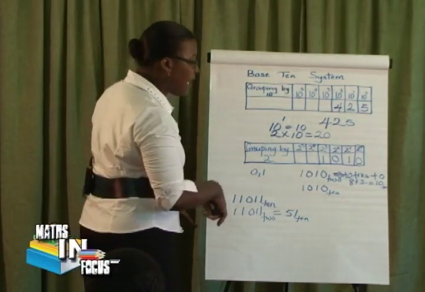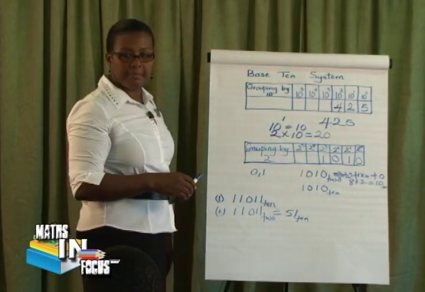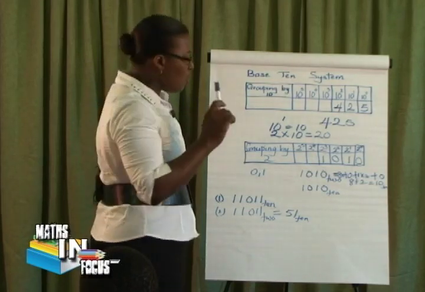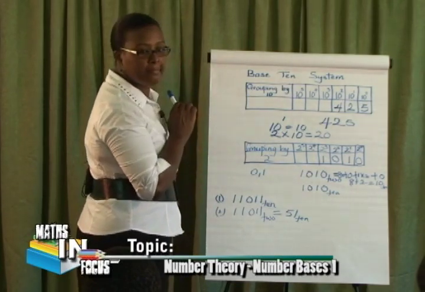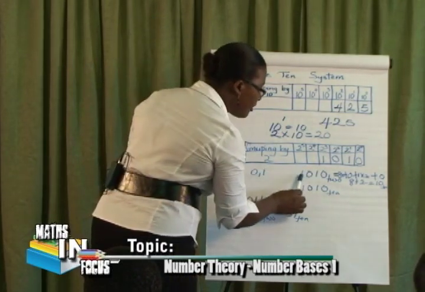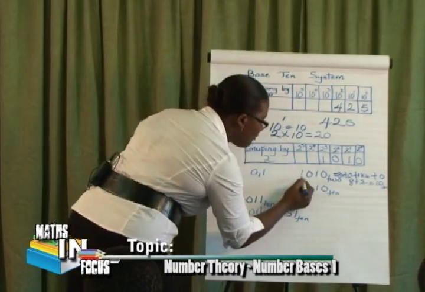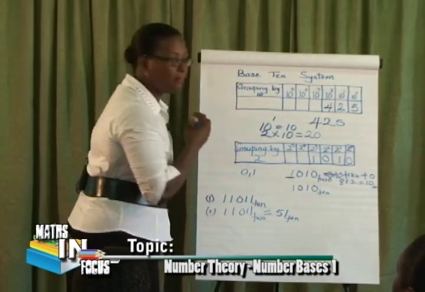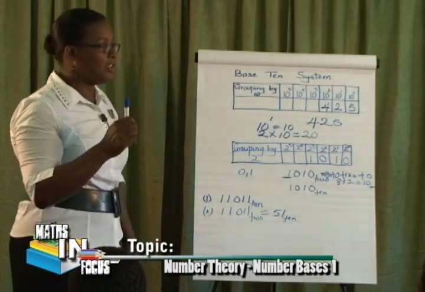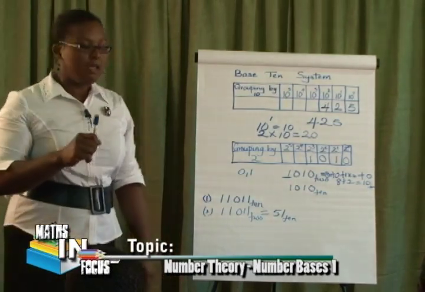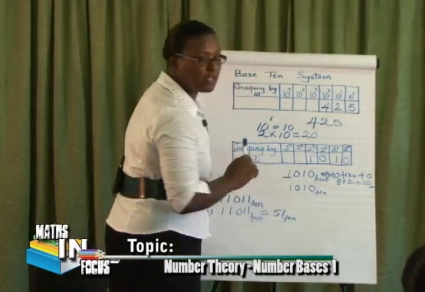Now let us say we have, let us go back to the number here, 1010. And somebody asks you, what is the value of the first digit in the number 1010 in base 2? So we're looking for this number here, it's the first digit. So I'm going to ask Videli to tell me what is the value of this one here in base 2.